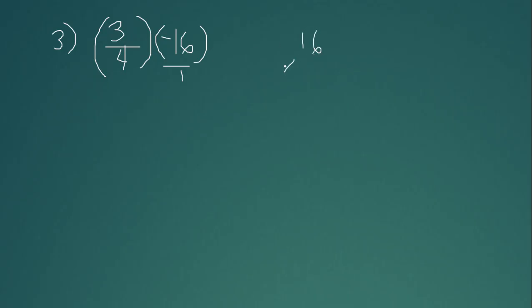Example number 3. How about 3/4 times -16? So this will become -16/1. 3 times 16 is 48, and 4 times 1 is 4. That's -48 over 4.